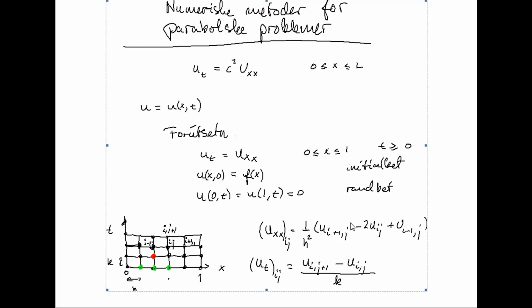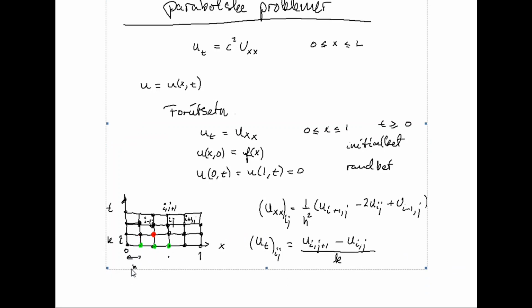Recall now that we have the following approximation for the discretization of u_xx. This is the same as we have done before by using Taylor expansion. And we note here that we have a discretization in the x variable, so h is the step length in x direction. It is the length of each of these small rectangles in the x direction. Moreover, we have a step length k in the t direction.